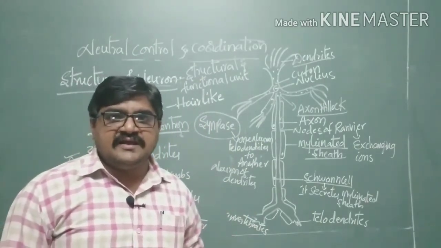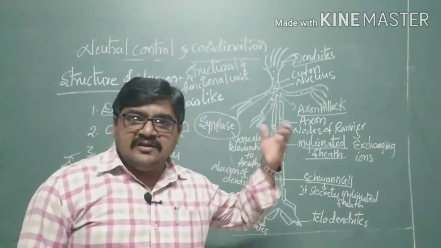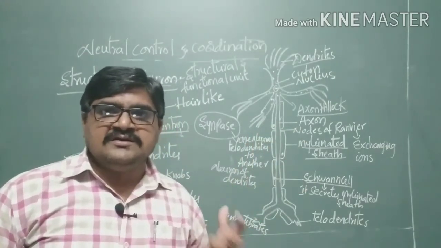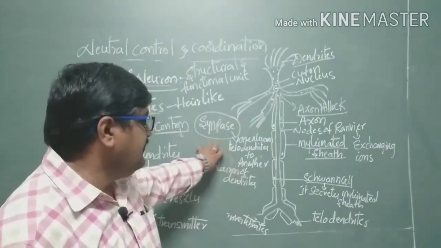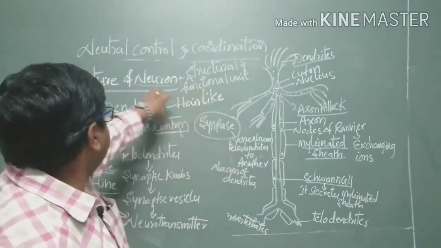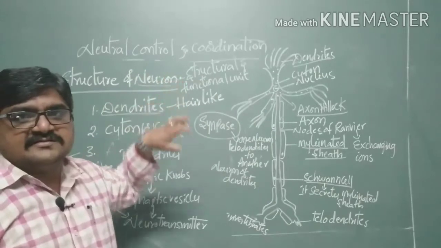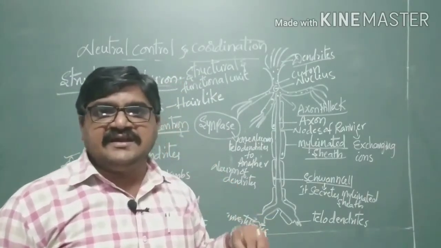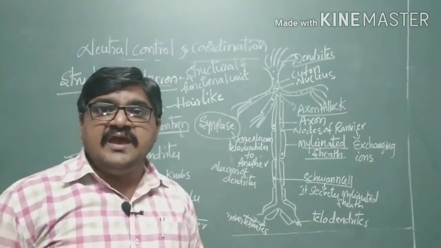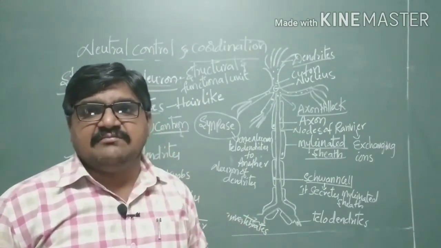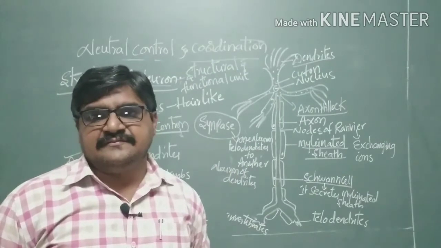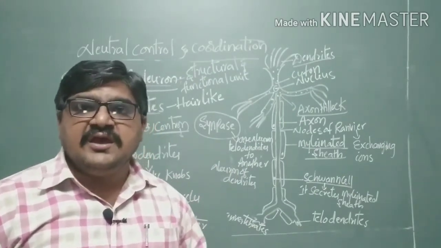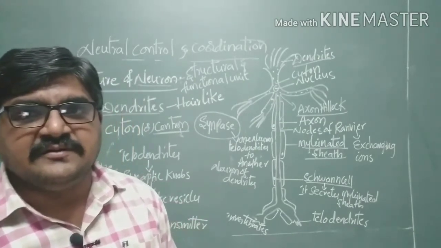It was not explained in detail in the last class. The nervous tissue we have already explained. I briefly explained the structure of the neuron, which is called the structural and functional unit of the nervous system or neural coordination. Now coming to the classification of the neural system.